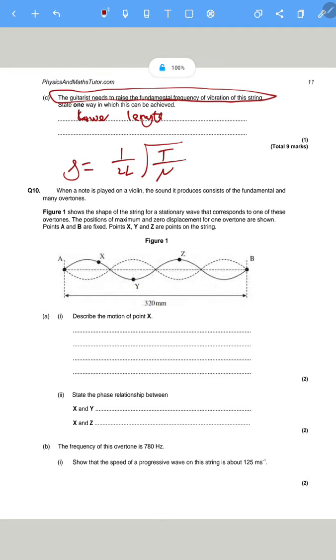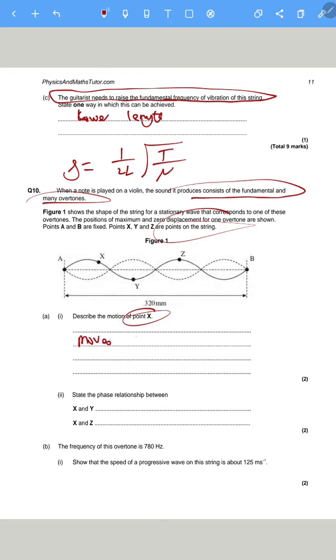When not played on the violin, the sound produces a constant fundamental, many overtones. Describes the motion of X. Well, this is fundamental. Many overtones. Stationary wave moves up and down through the point of equilibrium. So it will just move that way and we'll move up, etc. Phase relationship between X and Y. So antiphase.